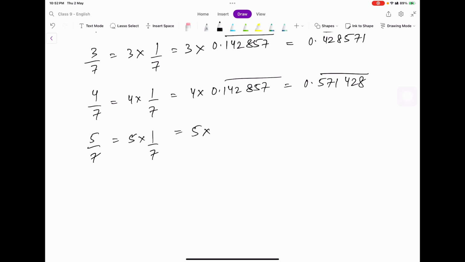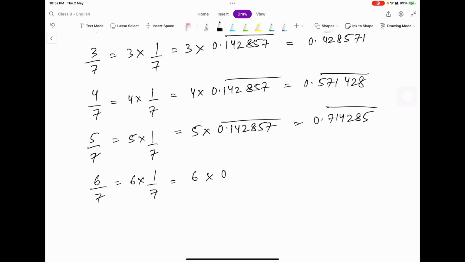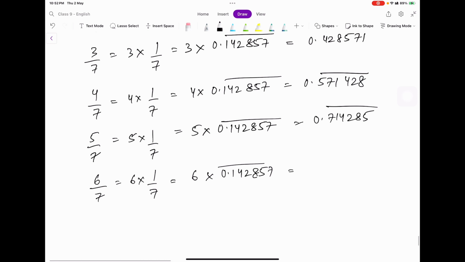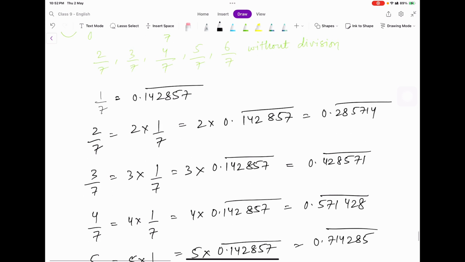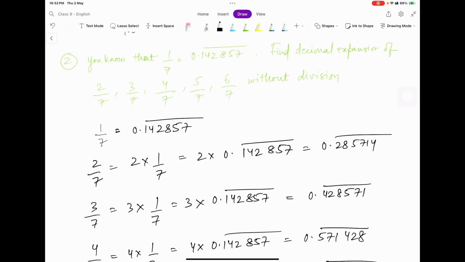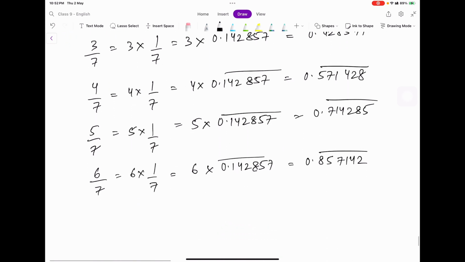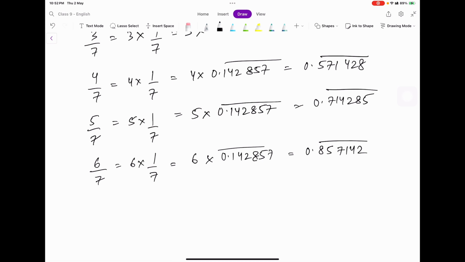5 by 7, that is 5 into 0.142857. Here the value will be 0.714285. If you multiply, you will get these numbers. 6 by 7 equals 6 into 1 by 7 equals 6 into 0.142857. Here you are getting 0.857142. So if you know this, and if it is a multiple of that number, you can easily find the recurring decimal expansion of that number by just multiplying it.